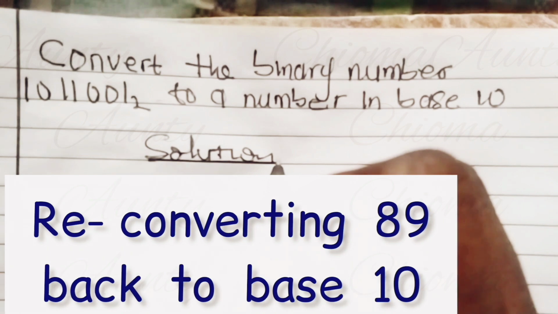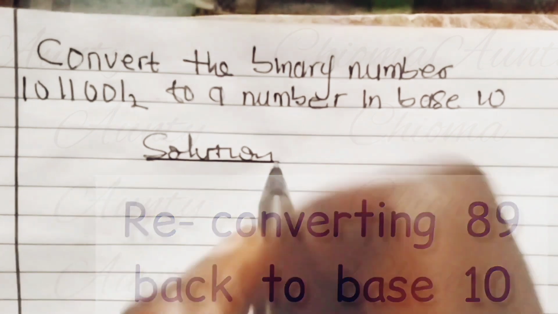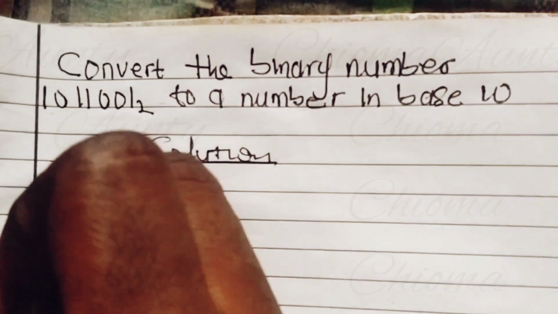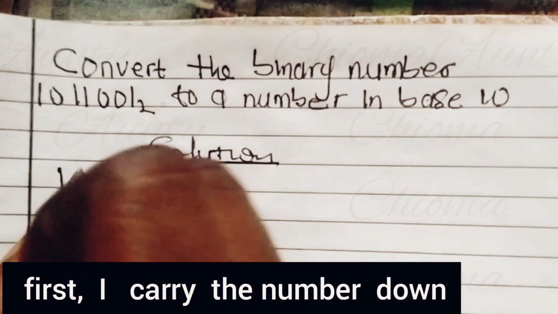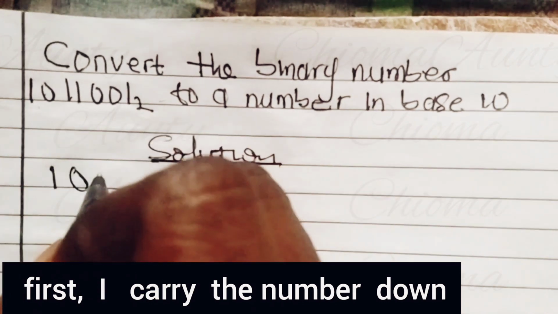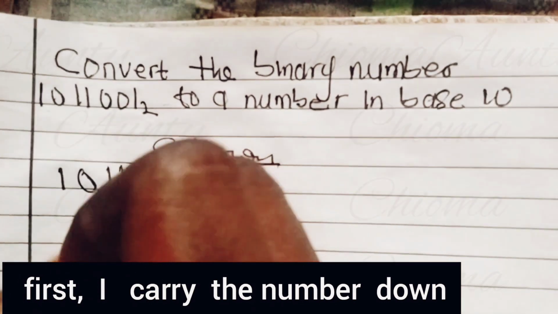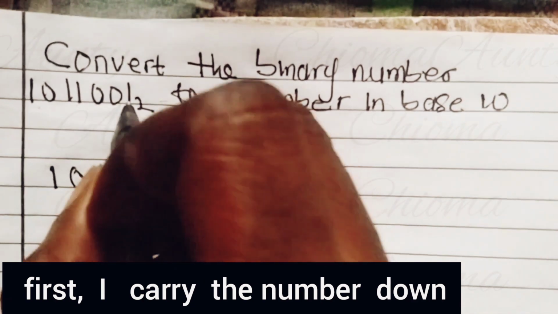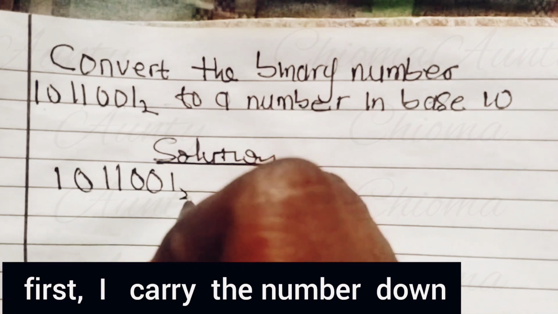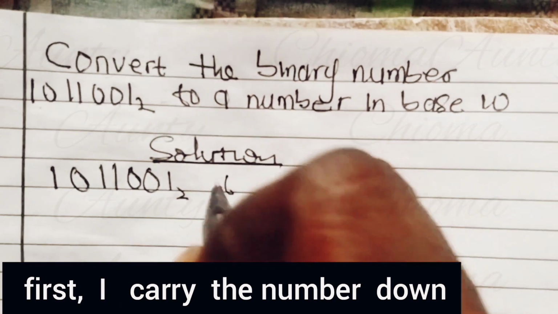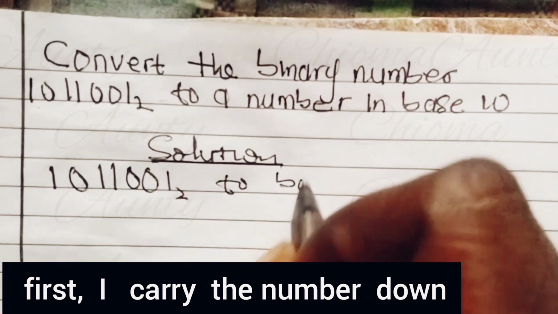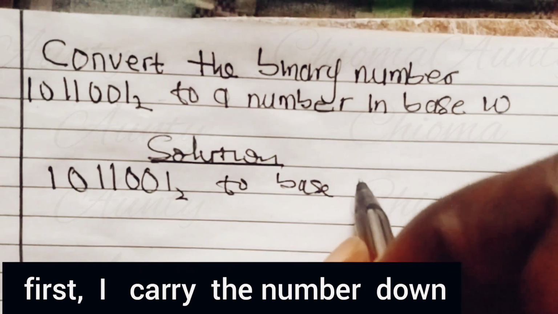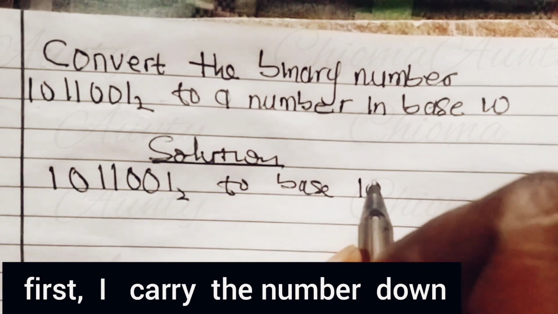What we are asked to do is convert. One, write the number down: 1, 0, 1, 1, 0, 0, 0, finally 1, base 2, to base 10.